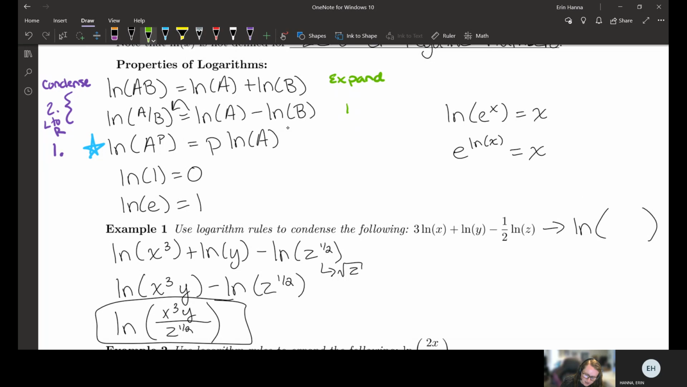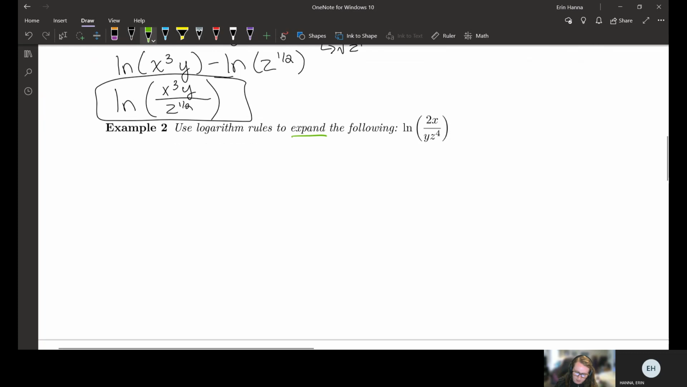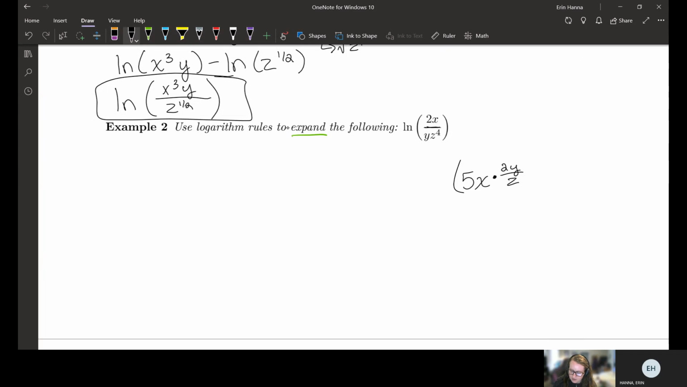It's best to take care of the division first in the expanding steps. It very much depends on the problem you're presented with. If you're presented with something like this, I'm going to take care of this division first. If it was something like 5x 2y over z, this is multiplied together, so I would take care of the multiplication first. So you need to see the outermost piece of it. Is the outermost thing a division or a multiplication? Here we would want to take care of that division first.